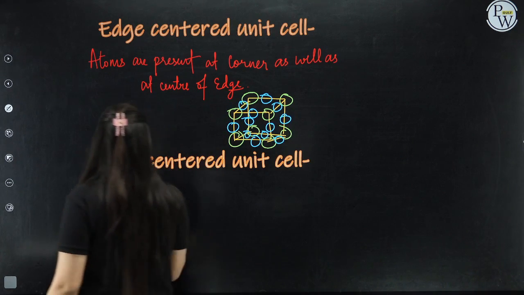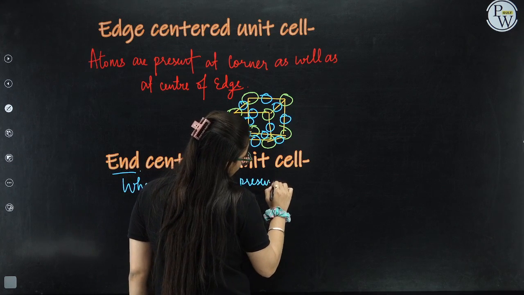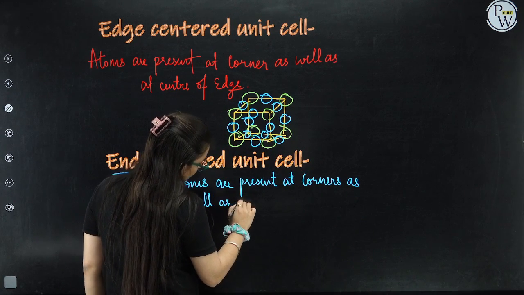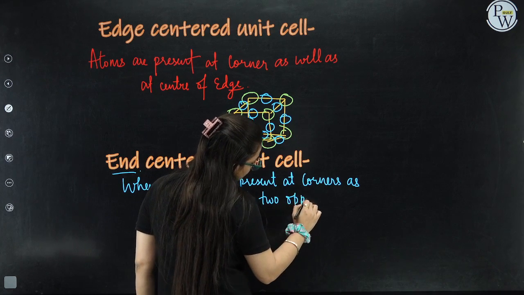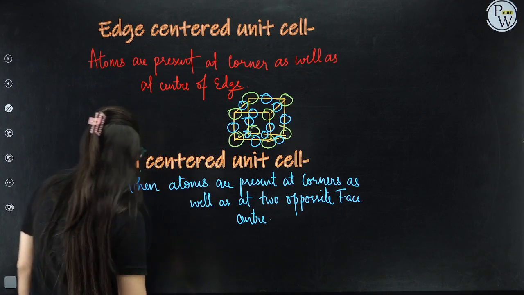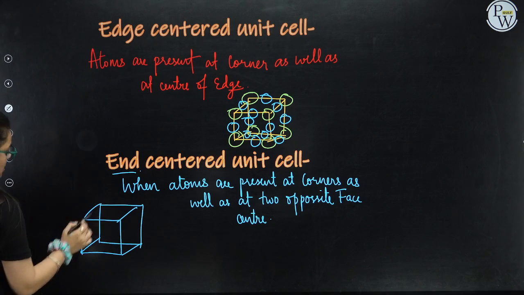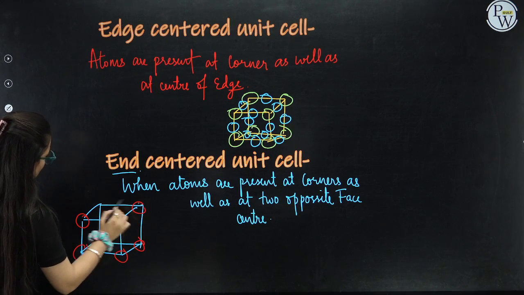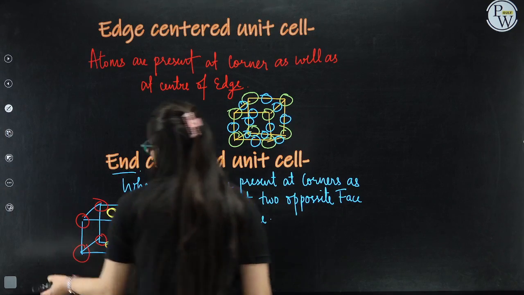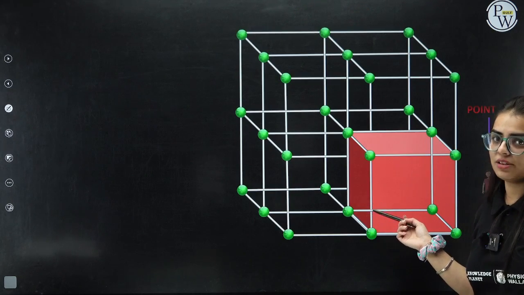Now comes the end-centered unit cell. When atoms or particles, you can say, are present at corners as well as at two opposite face centers, that is the end-centered cubic unit cell. For example, in this structure the atoms are present at the corners, no doubt there are 8 corners. Now they are present at any two opposite face centers, so either top and bottom, or left and right, or front and back. This is the end-centered unit cell. Clear everyone?